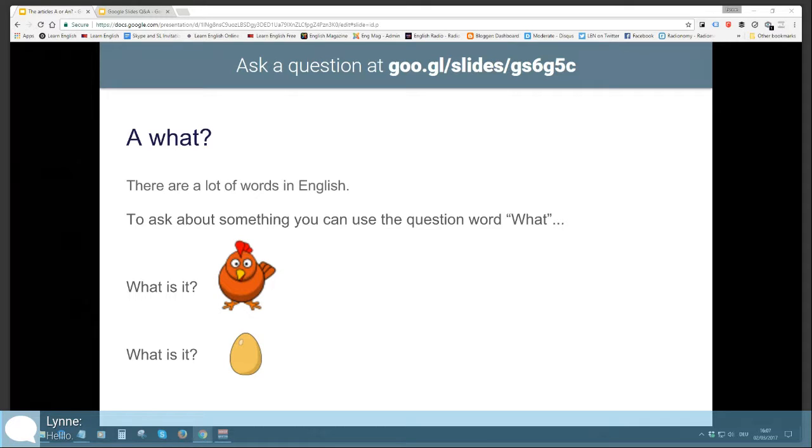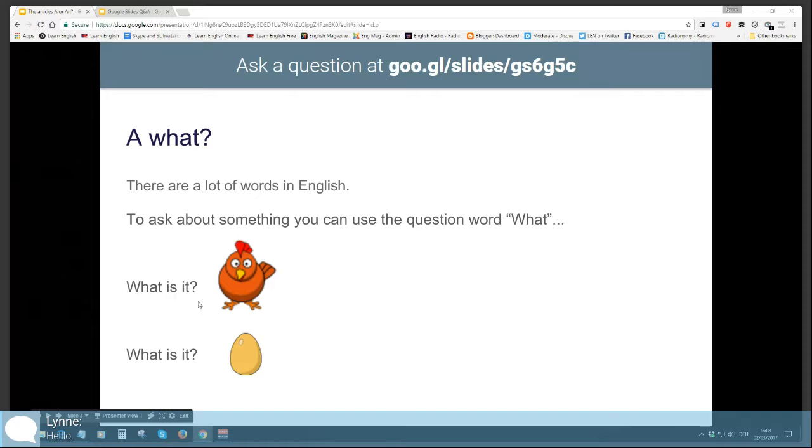You might have noticed there are a lot of words in English. Dictionaries upon dictionaries upon dictionaries, full of words. Don't expect to learn them all at once. But to ask about something, you can use this very useful question word, what? So, for things, not for people. We'll be looking at other question words in other sessions, but for this session, what?